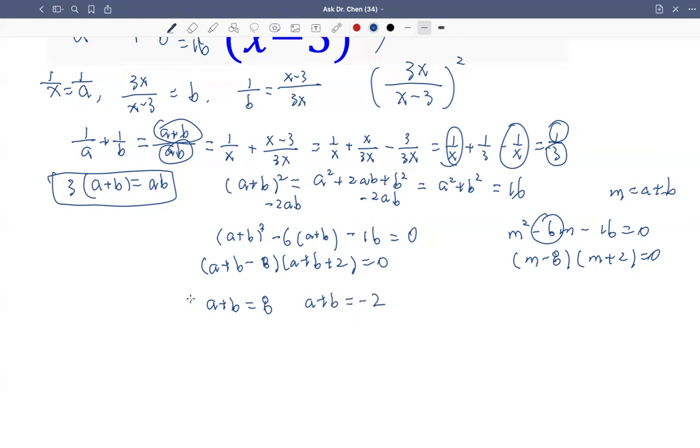So we have these two cases. If A plus B equals 8, then A times B equals 3 times 8, which is 24, again from this relation. And if A plus B is -2, then A times B is -6. So we have these relations. And then let's go back. A is x, B is 3x over x minus 3, and A multiplied by B equals 24.